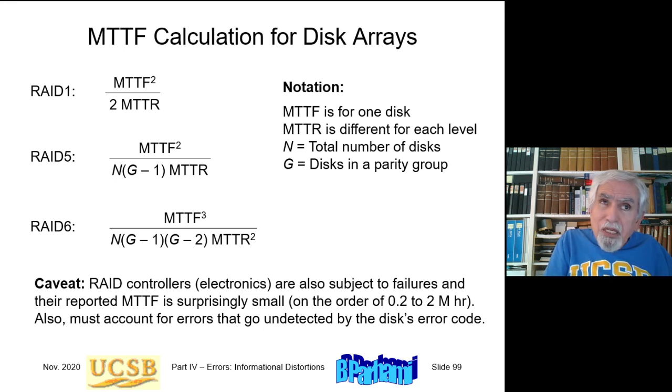That's it for our discussion of error correction and error correcting code.